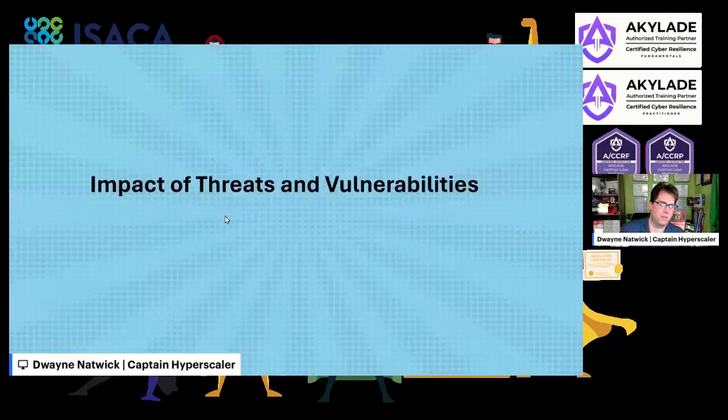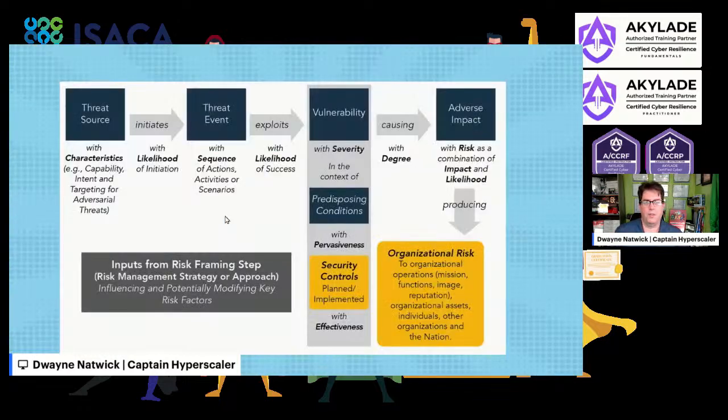So let's talk about some of those impacts and those threats. And when we think about the threats, we need to think about where the source of that threat is, what the event is to that threat, and then where our vulnerability is, what's going to be exploited, and what that adverse impact is. And that adverse impact, and the impact and likelihood, becomes our organizational risk.